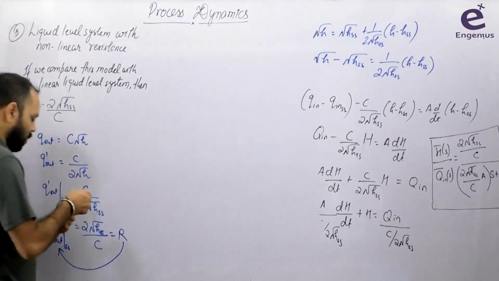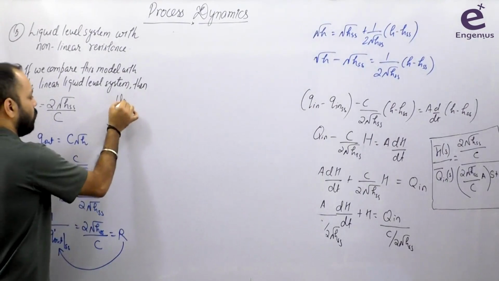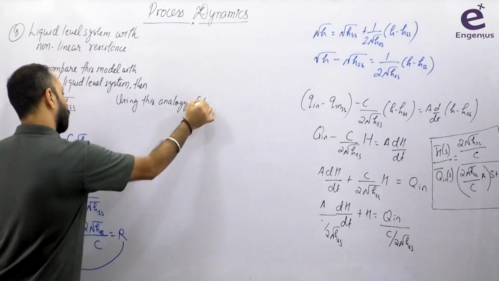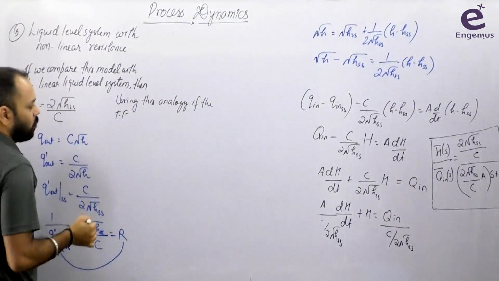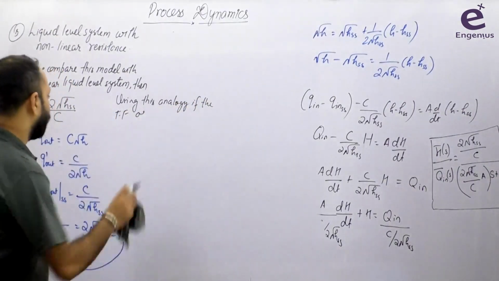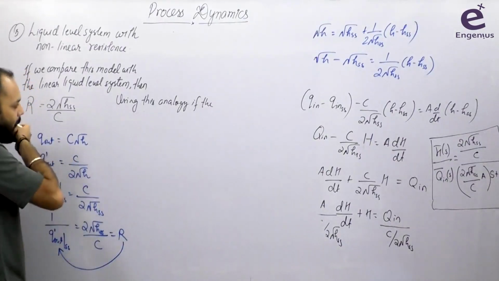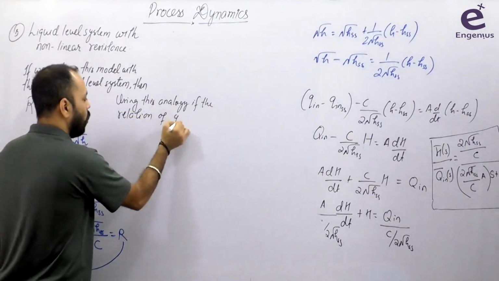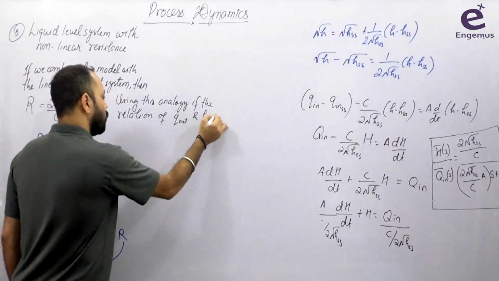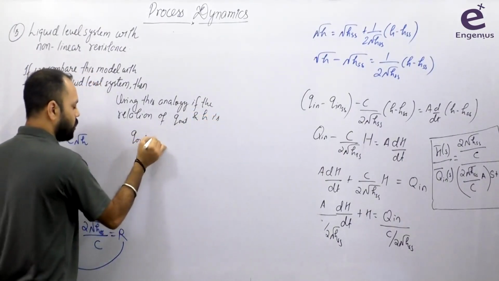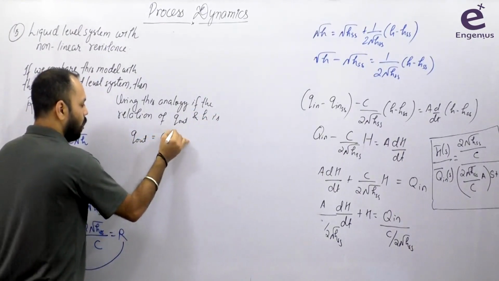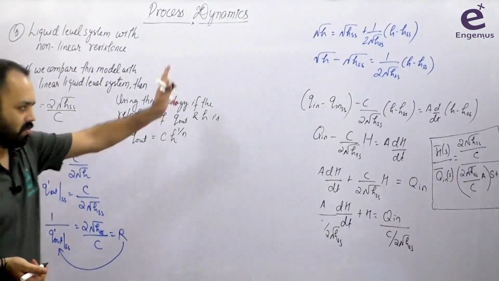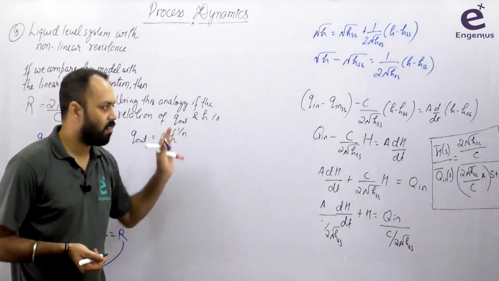So using this analogy, if the relation of Q out and H is not Q out equal to C root H, but something like C H raised to the power 1 by n, where n is suppose 3, so it is 1 by 3, then what are you going to do? Same thing, and you will be obtaining something. But you can save some time here.